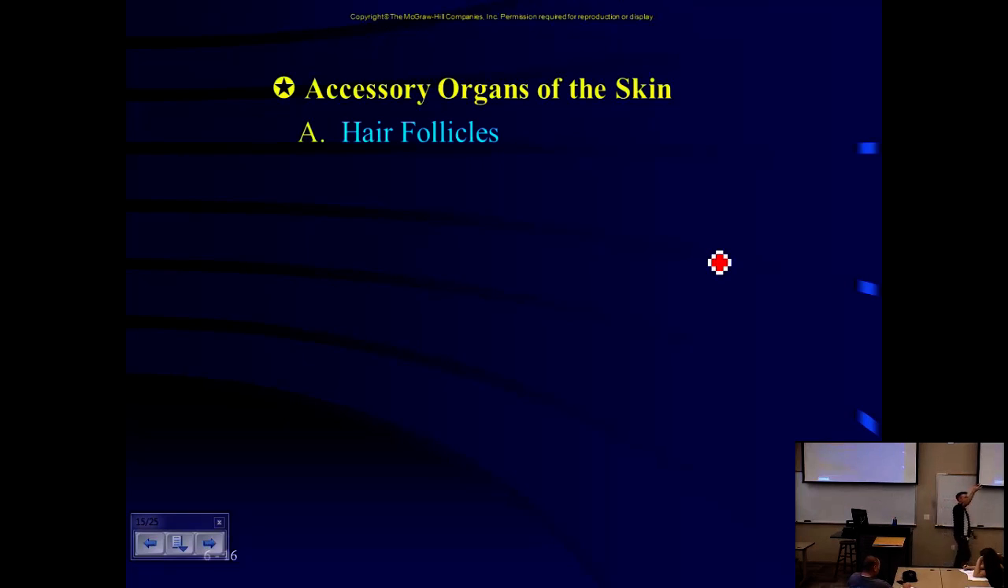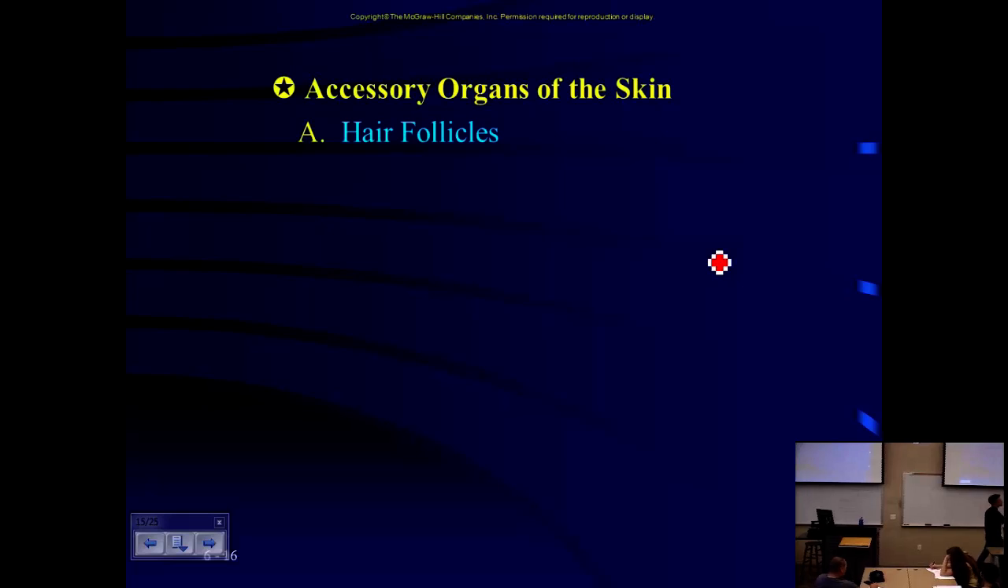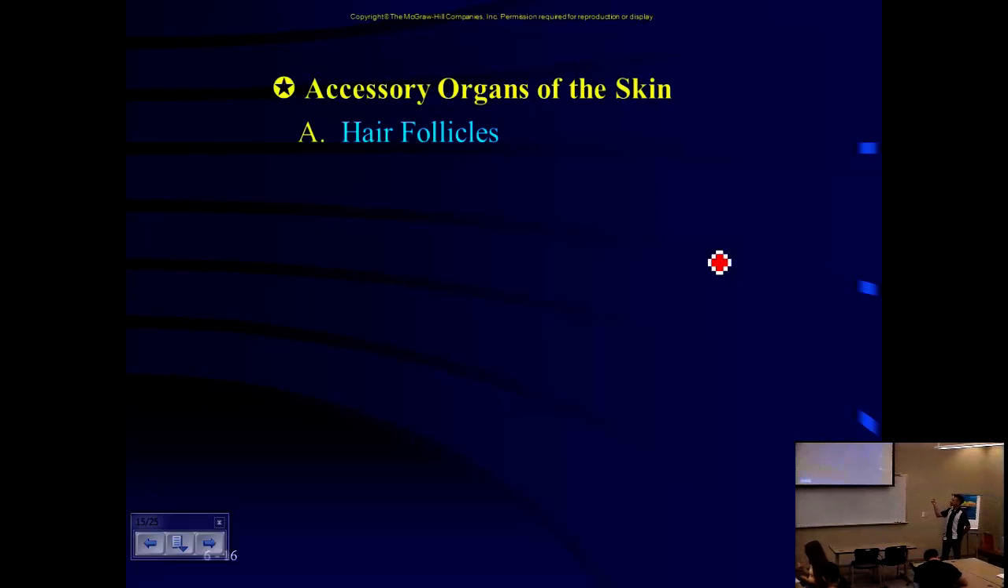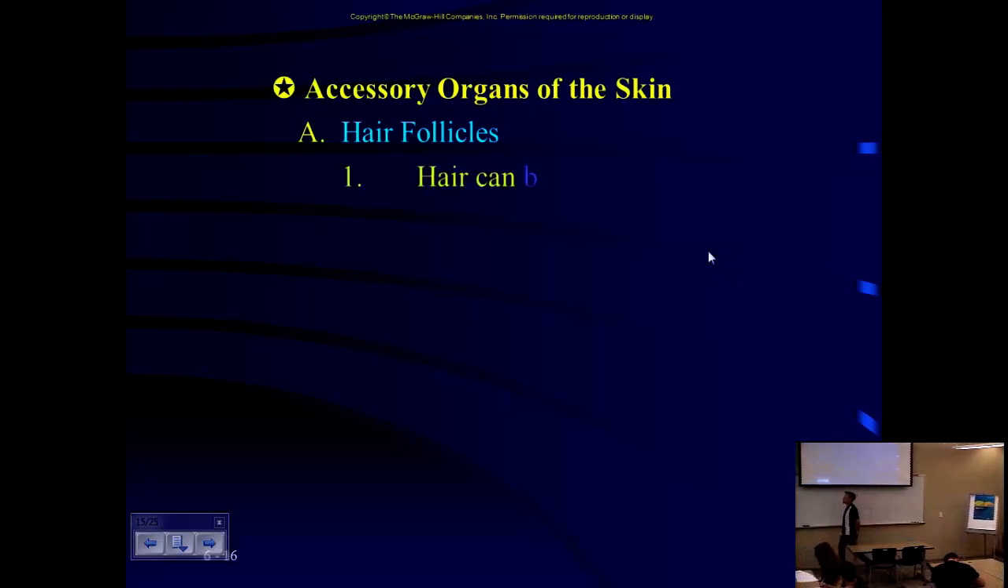So, 2 layers of the skin and underlying subcutaneous layer. Now let's take a tour through some of these different accessory organs that we find down in the dermis. And the first one are going to be those hairs and hair follicles.